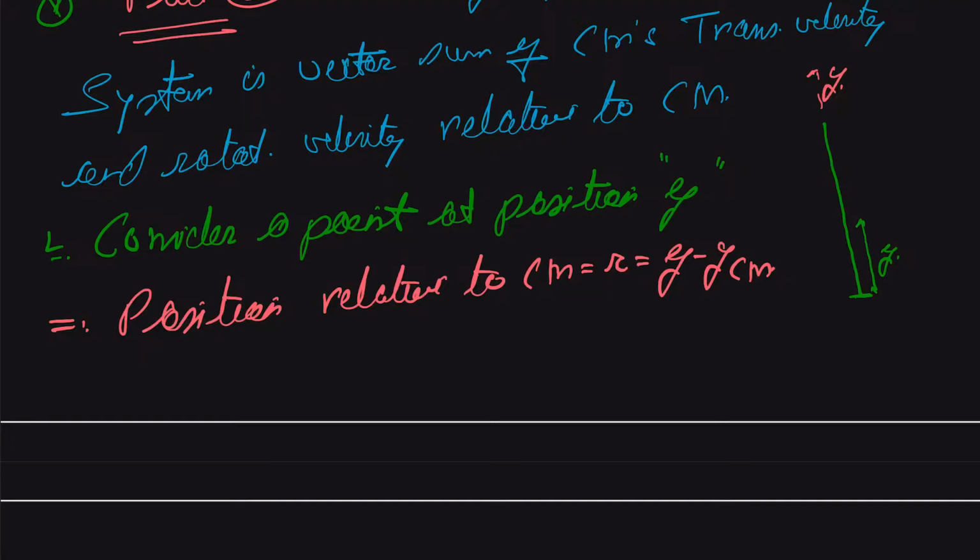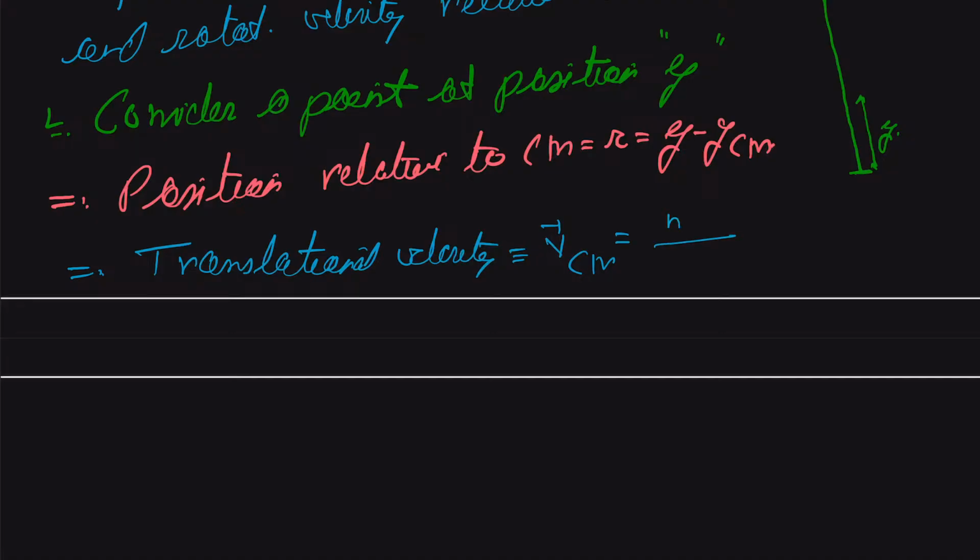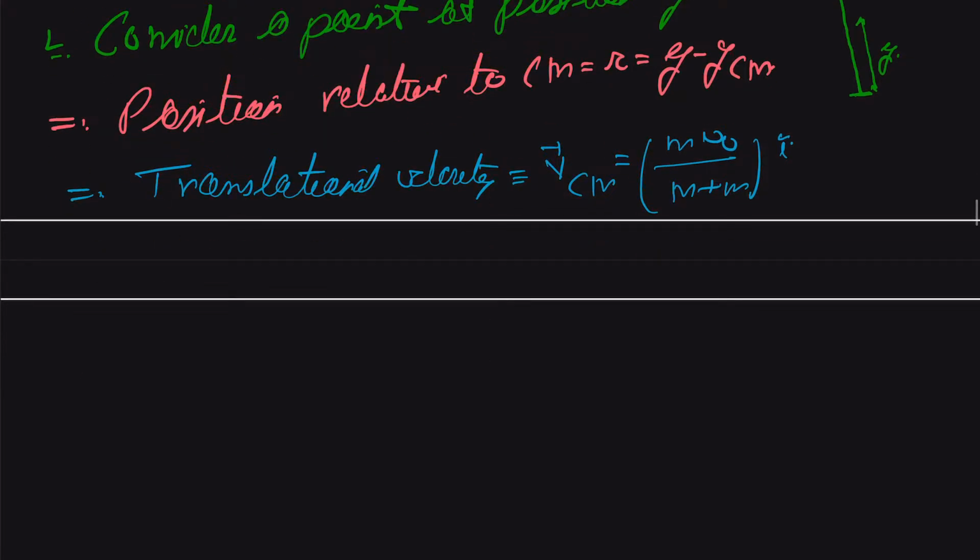Therefore we can write that our translational velocity, which is the velocity of our center of mass, which we already know, is m times v naught over m plus capital M, in our i unit vector, because that will be constant along that direction. Now we come to the rotational part.